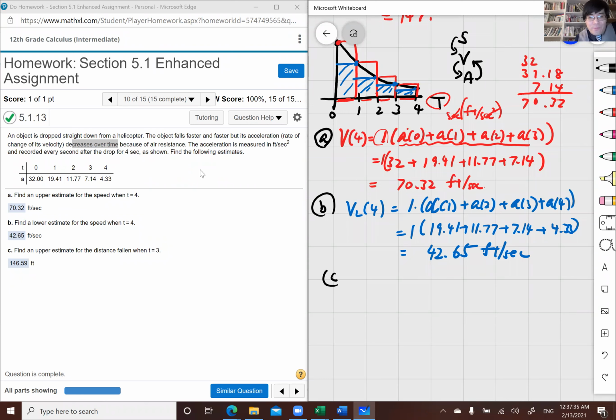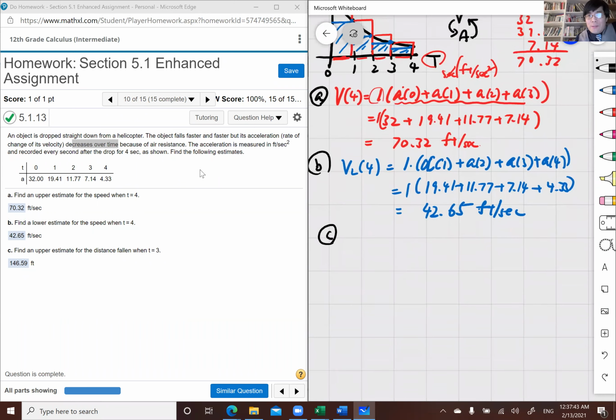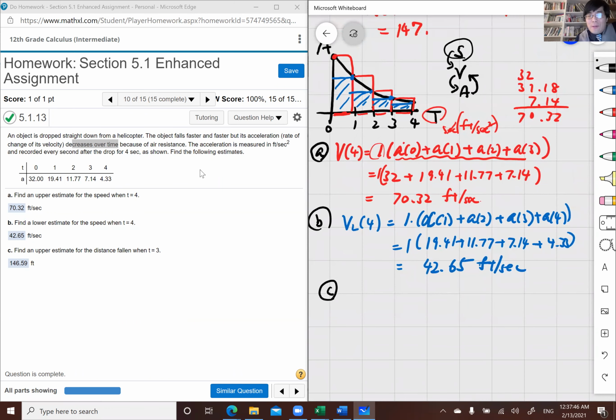Last question. Find the upper estimate for the distance fallen when time is equal to 3. Well, how do we find the distance? You want to integrate the velocity. So we want to make a velocity curve.